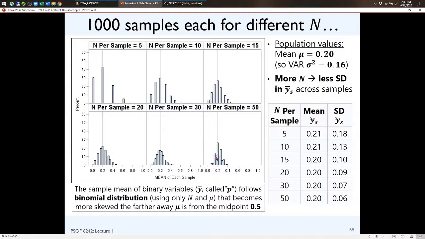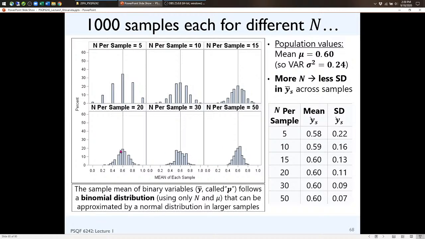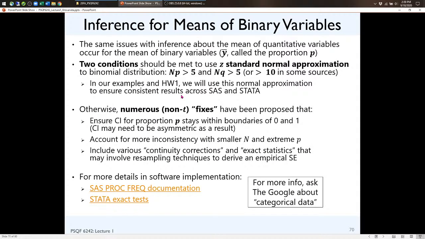So in this picture, you get 50. It looks reasonably symmetric and normal-ish. In the previous picture, it started to kind of come together around 20 or so. There are rules that have been developed as to when, for binary variables, you have enough data to be able to use a standard normal approximation. And that's when the sample size times the proportion of ones, n times p, is greater than 5, and sample size times the proportion of zeros is also greater than 5. I also found greater than 10 as a reference in some sources, so clearly there's some disagreement.